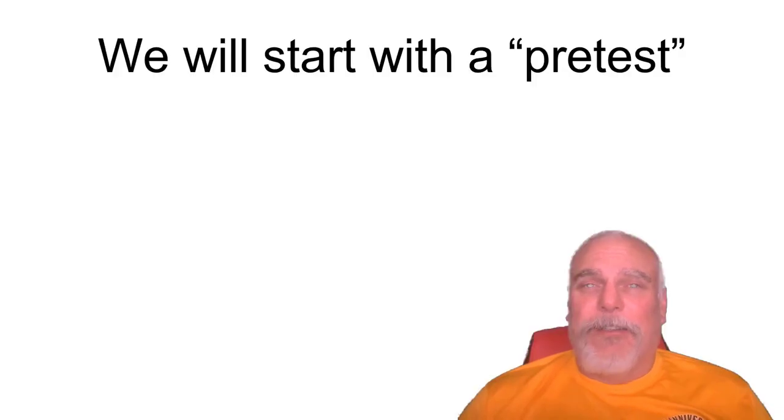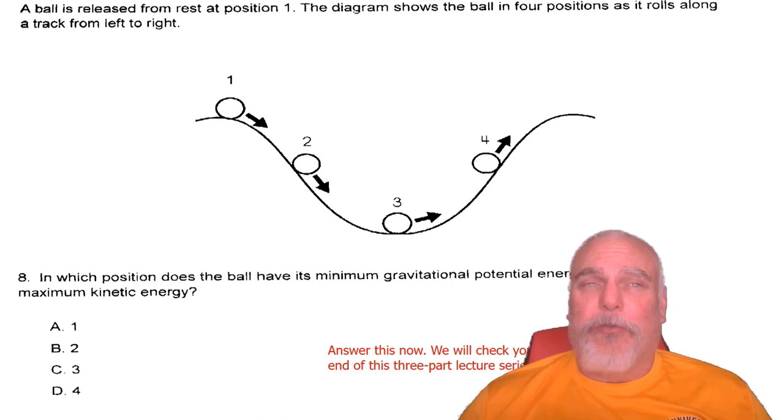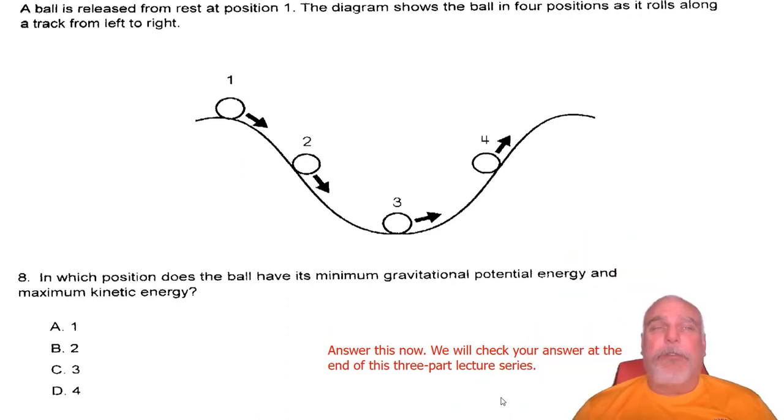Let's get started. Let's start with a real quick pretest question. Go ahead and read through this. This says a ball is released from rest at position 1.